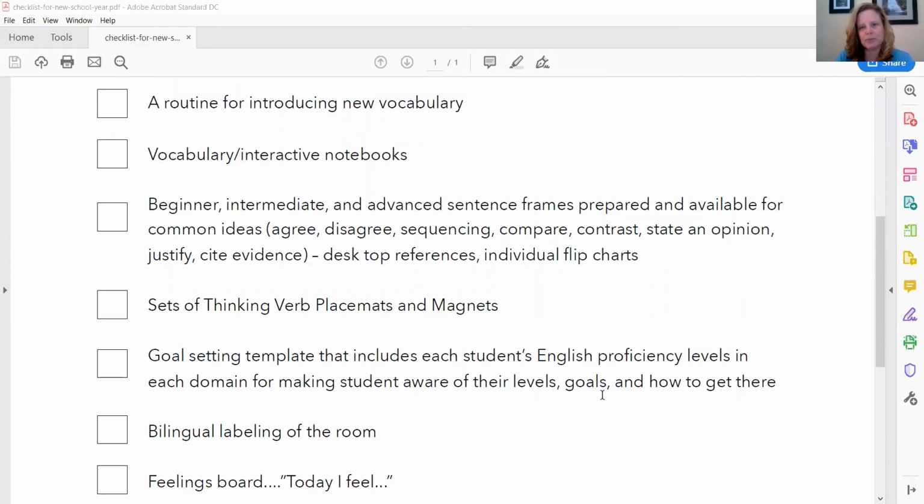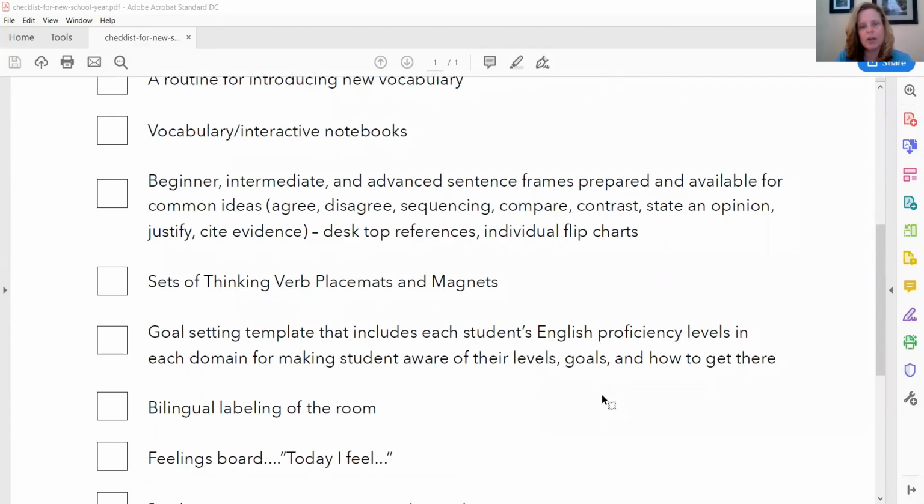Bilingual labeling of the room, always great for your newcomers or lowest English proficiency students, is to get those nouns labeled and to recognize other languages. Whether you have those languages in your room or not, you can label things in your room, and it not only helps your beginners, it really helps set a culture of, we recognize that there are different cultures, different languages, different ways to say things, and we're going to open our minds to that this year in our classroom.